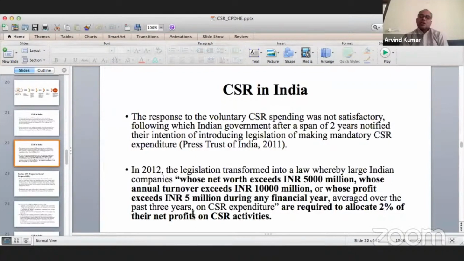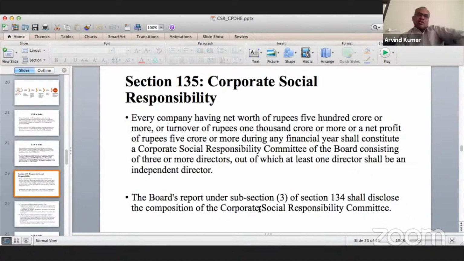Then the second criterion is whose annual turnover exceeds 10,000 million, or whose profit exceeds 5 million during any financial year, and on the average over the past 3 years of CSR expenditure, they must spend 2% of their net profits on CSR activity. These are the terms and conditions for companies that are supposed to do CSR activities. It is not that a chai wala or pan wala operating in front of or adjacent to your college or university is also liable to CSR. They are not. So there are certain conditions that I have shared with all of you. Only these corporations should spend on CSR activities.